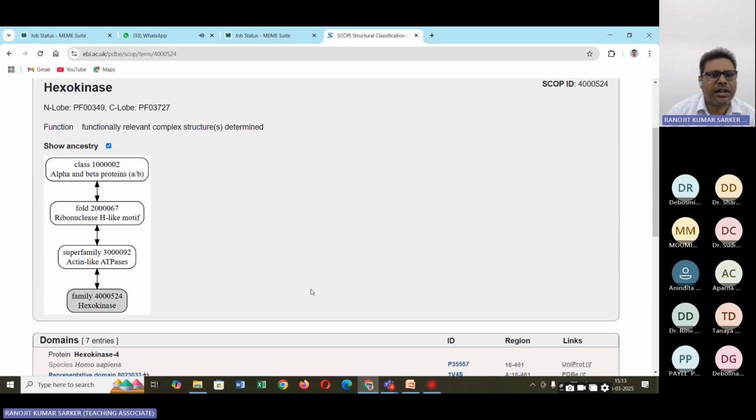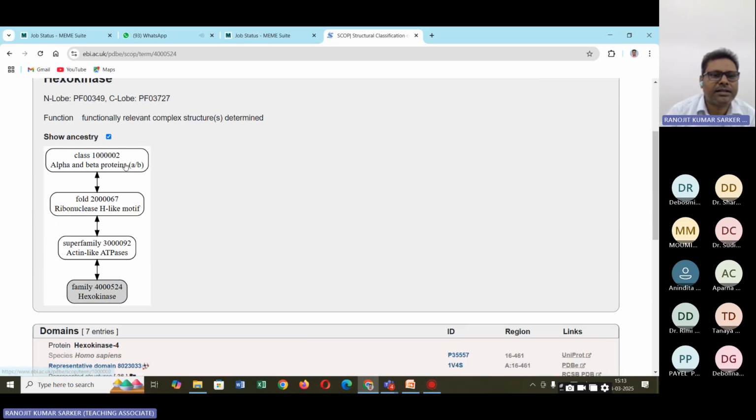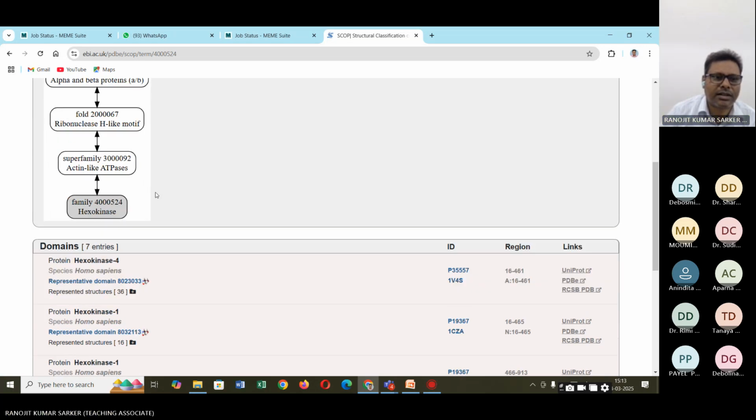If you go to the ancestry, this hexokinase belongs to this class: alpha by beta protein. So now you can differentiate the earlier one and this one; topologically, they are different. Both proteins will have alpha helix and beta sheet regions, but topologically, if you consider, they are going to be different. They have this superfamily, actin-like ATPases, the family hexokinase. So hexokinase is not a single protein; it's a family of proteins.